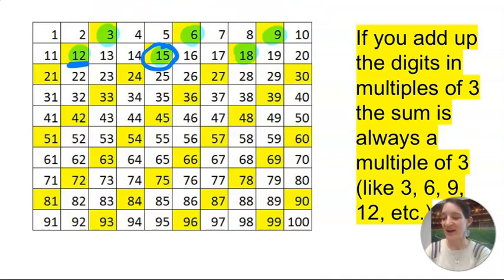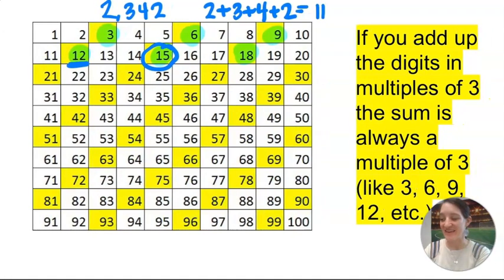So if we have 2,342, if we add up the 2 and the 3 and the 4 and the 2, we get 5, 6, 7, 8, 9, 10, 11. We get 11. 11 is not a multiple of 3. So this number will not be able to be divided by 3. And we can put that into our calculator.